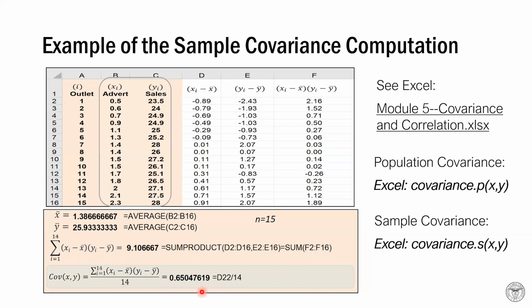In fact, we do have an easy method in Excel to compute the covariance by using its function. We can use COVARIANCE.P of x, y for population covariance and COVARIANCE.S of x, y for sample covariance. We will demonstrate using this function a little bit later in this Excel file.